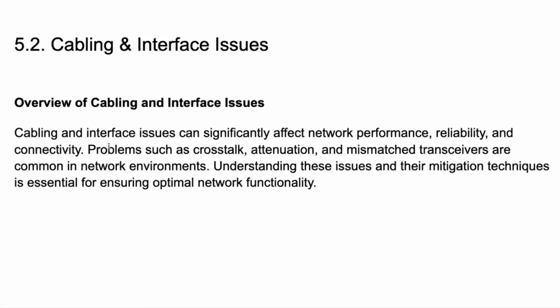So cabling and interface issues can significantly affect the network performance, reliability, and connectivity, and things like crosstalk or attenuation, which is a very fancy word. I like that word for whatever reason. And then mismatched transceivers are common in network environments, and these are some of the things we're going to be talking about in this particular section. Understanding these issues and their mitigation techniques is essential for ensuring optimal network functionality.